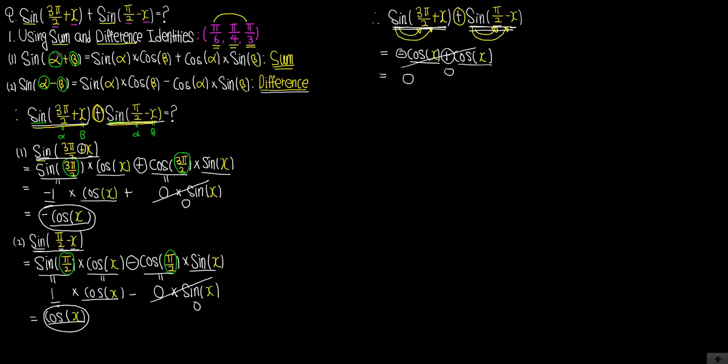And we solved this question using the sum and difference identities for sine. It took a while for us to solve this. In the next video, you have to check it out, we solve exactly the same question, the sine of 3 pi over 2 plus x plus the sine of pi over 2 minus x, but using a more advanced technique, which we also talked about in a previous video, the transformations of angular rotations on the unit circle.